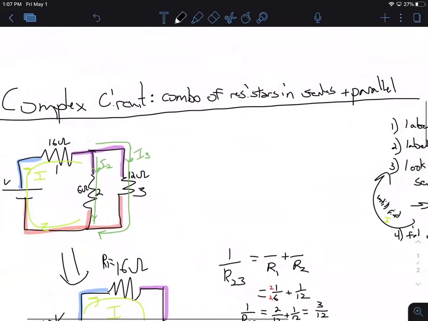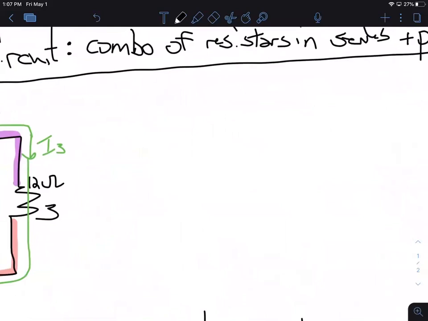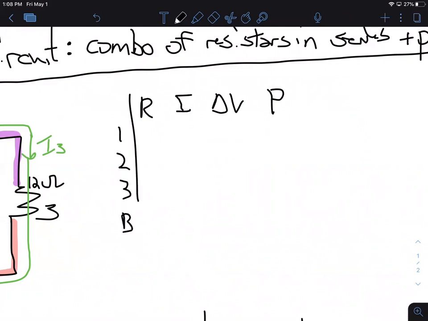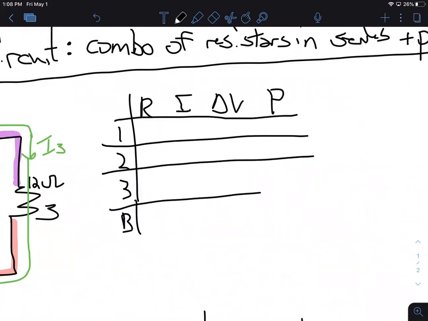To organize myself, because I have a bunch of different resistors and currents and stuff, I'm going to make myself a table. R, I, delta V, power for each of resistors 1, 2, and 3, and then I have the battery. I don't usually include the battery in my table, but I'm trying it out, seeing how it goes if I do.